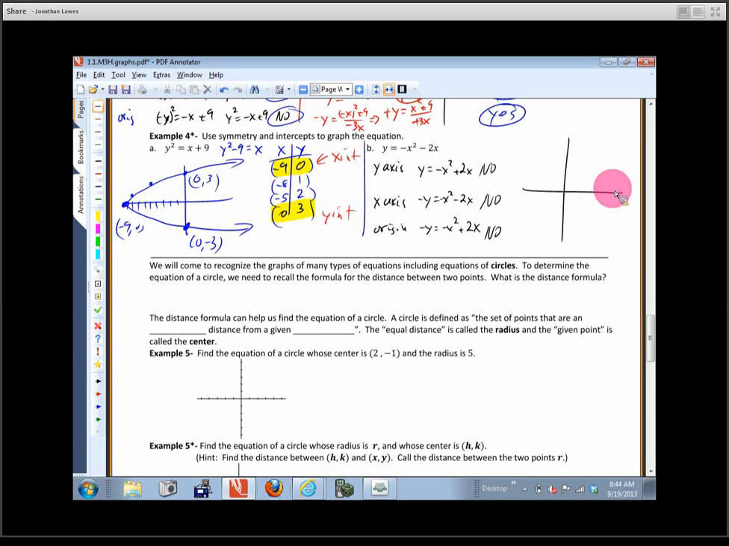Got it? How'd you do it? Okay. So there's no symmetry with the origin or the x-axis or the y-axis, but it is a parabola. Parabolas always have some sort of symmetry with themselves because the left side's the same as the right side. How did you figure that out?